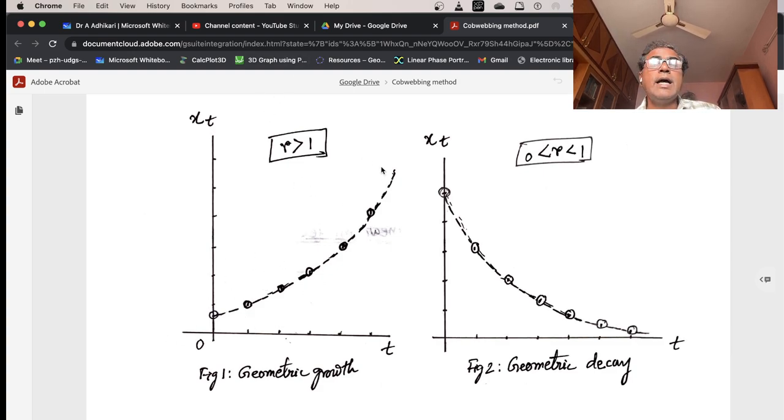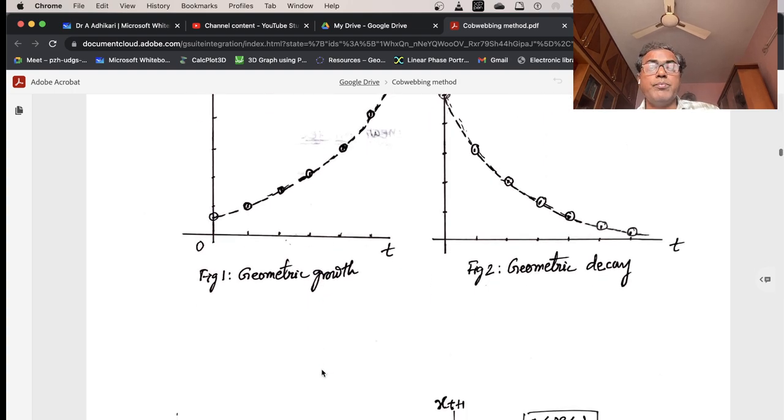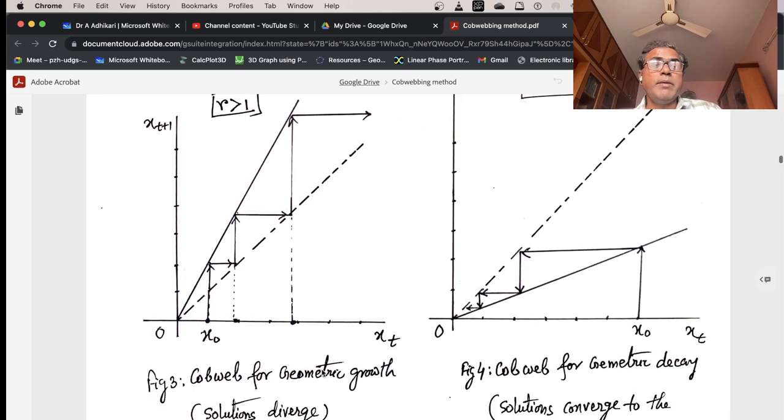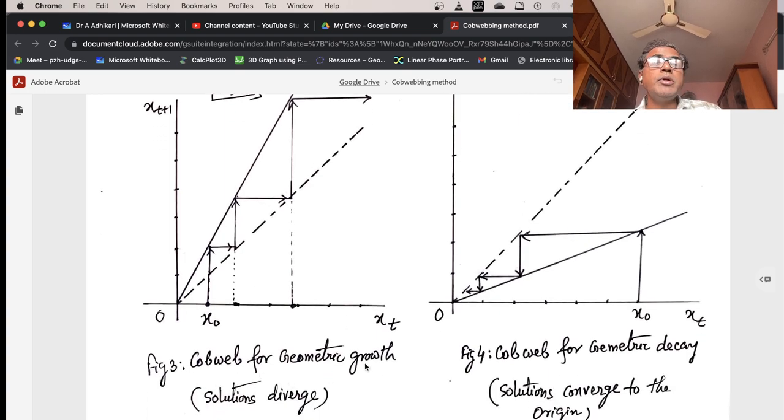This is the Malthusian model. If r lies between 0 and 1, x_t decreases with time t. So this is geometric decay, and this is geometric growth. And by cobwebbing for geometric growth, this dotted line is y equal to x, that is x_{t+1} equal to x_t.